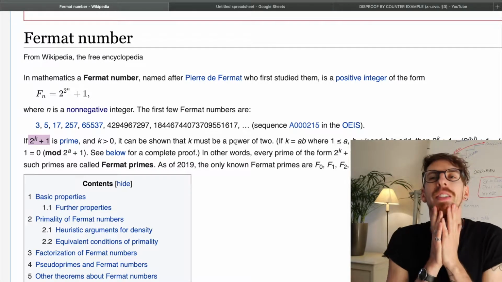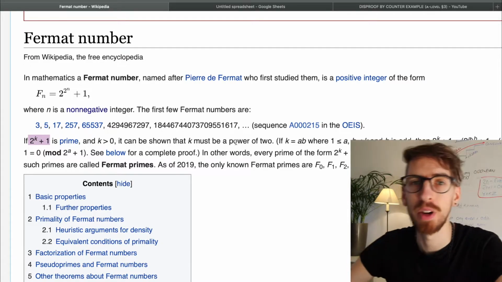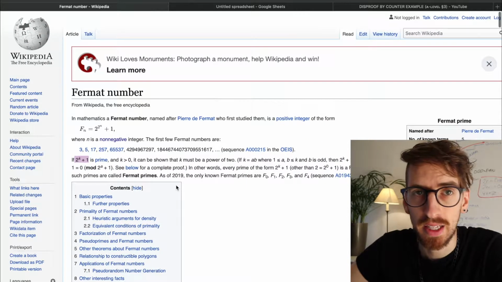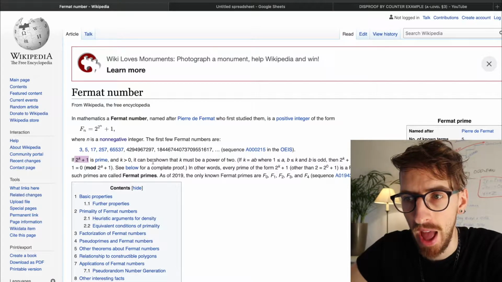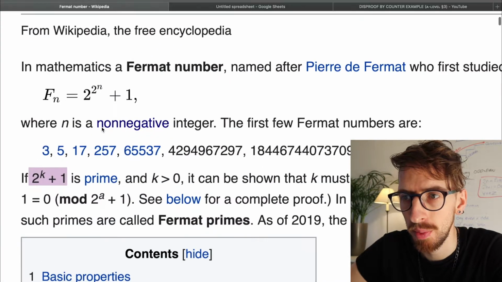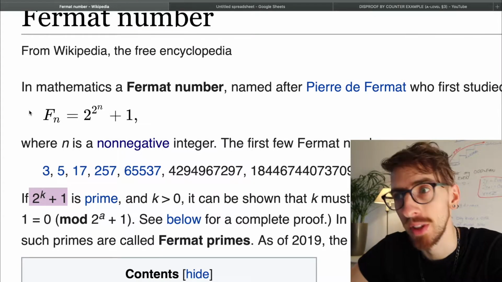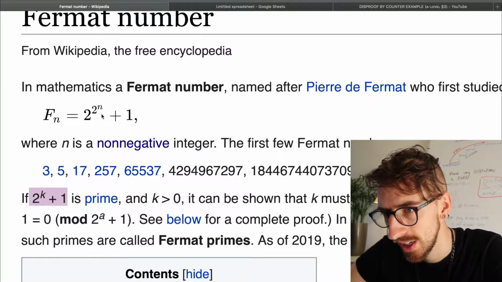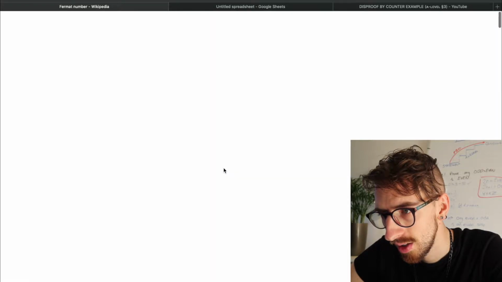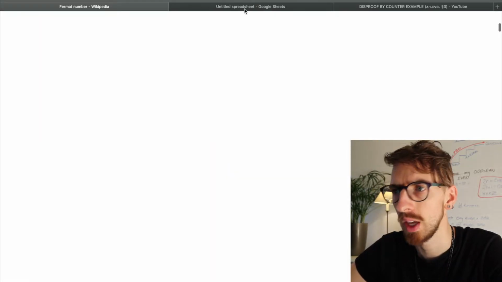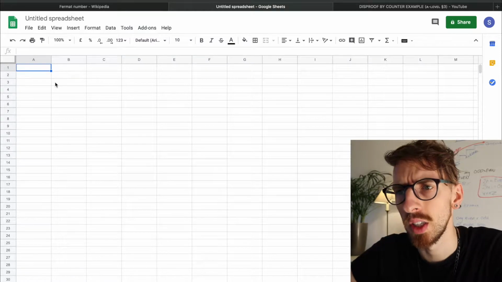Great. But the thing that we want to prove is, is it a prime for every such value of n? So if we put any value of n here, is this always a prime? And what we'll find out is that no, it is not. Anyway, we're going to do this using a Google Sheet.